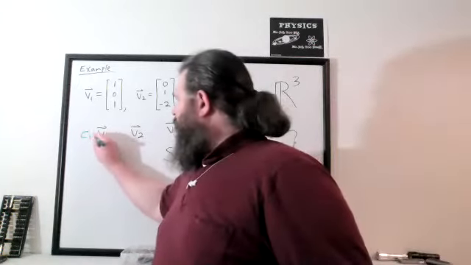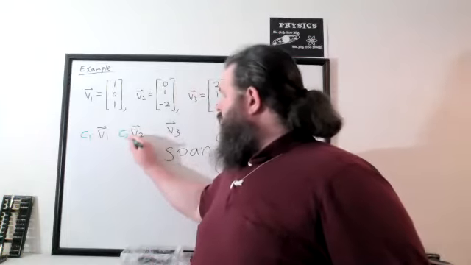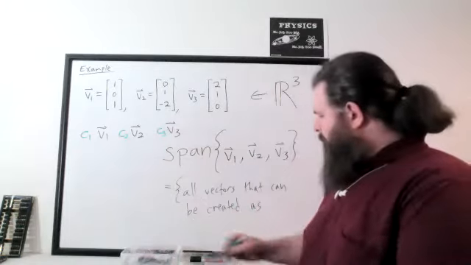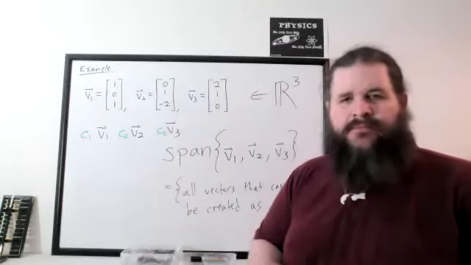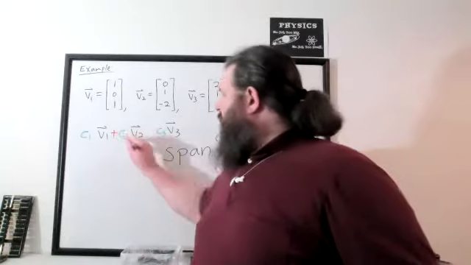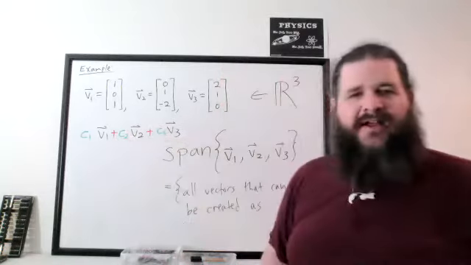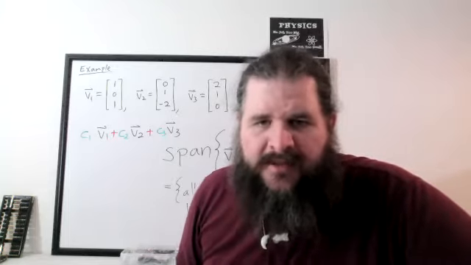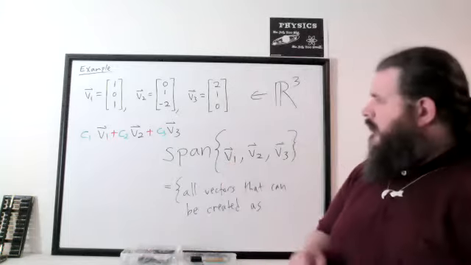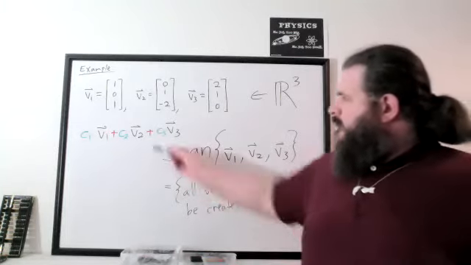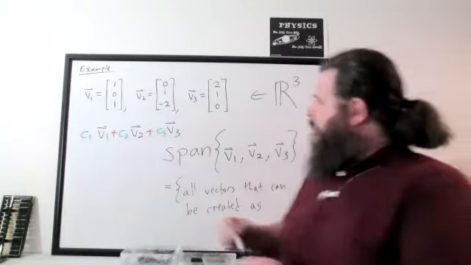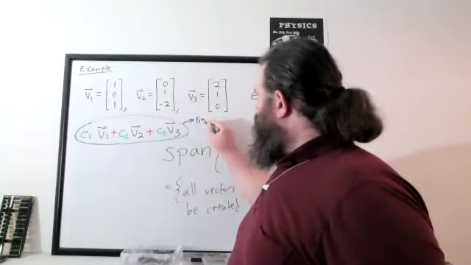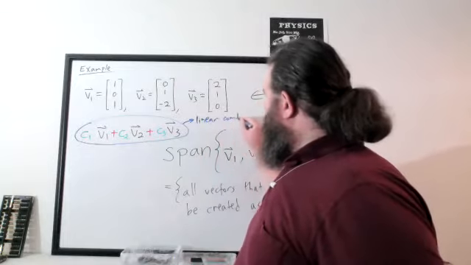So let's say C1 times V1, another scalar C2 times V2, and a scalar C3 times V3. And they can be added or subtracted. Although we can write it as just adding, because we can cover subtraction by just having those C values be negatives. Cross product, yeah, we could take a look at that also. So this would be called a linear combination.